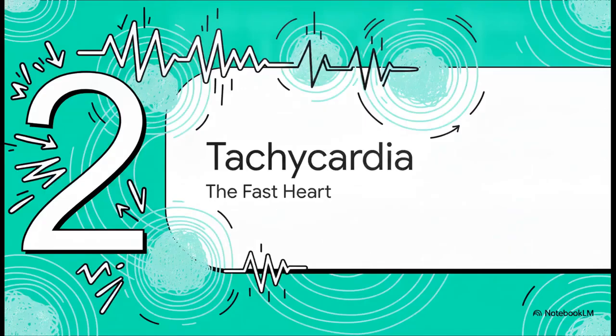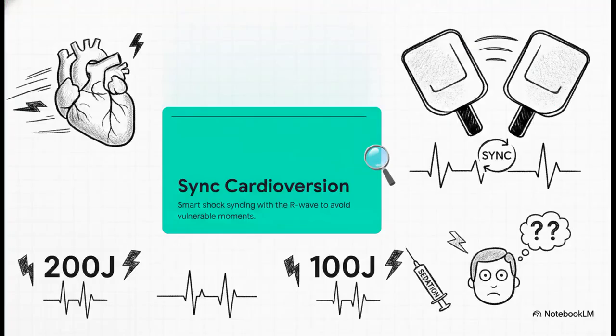Section 2, tachycardia, the fast heart. All right, shifting gears to tachyarrhythmias, heart rates at or above 150 beats per minute. We ask that exact same crucial question, stable or unstable. And this perfectly illustrates the golden rule. Unstable shocks, stable thinks. If they're unstable, we go straight to synchronized cardioversion. This is a brilliant, smart shock that syncs perfectly with the patient's R wave, so it doesn't accidentally fire during the heart's vulnerable moment and trigger something worse.